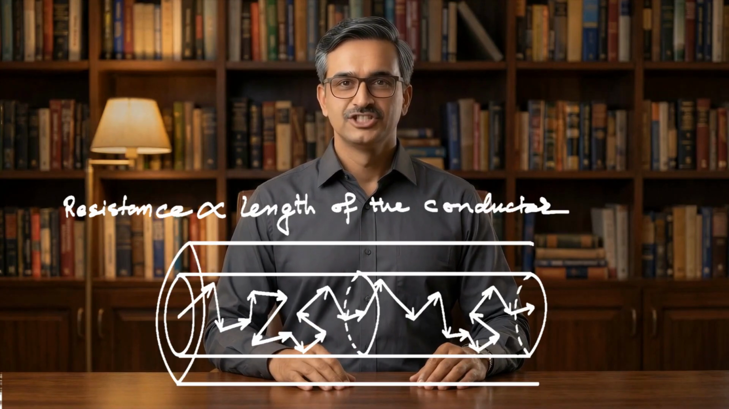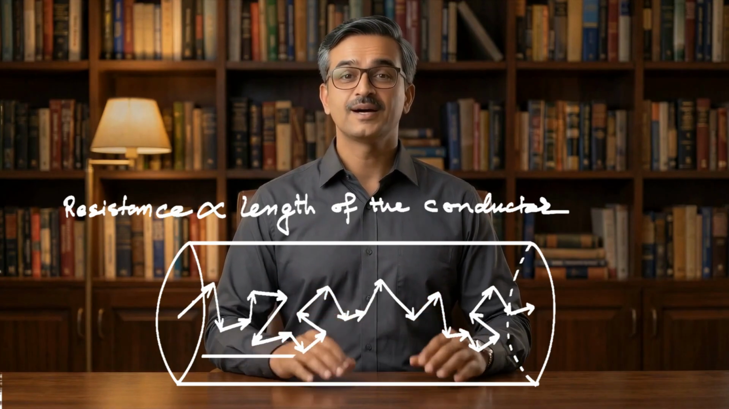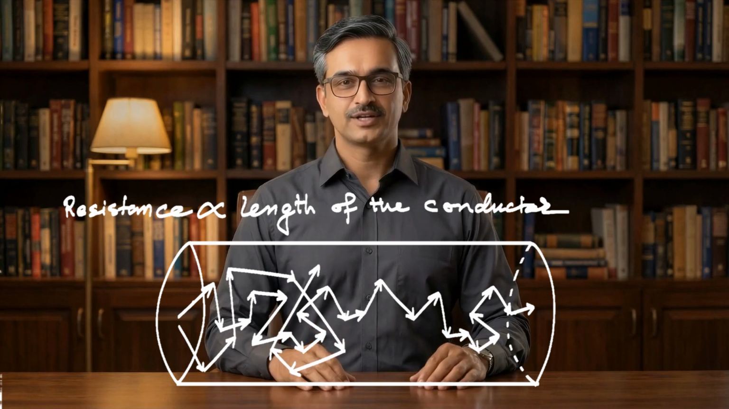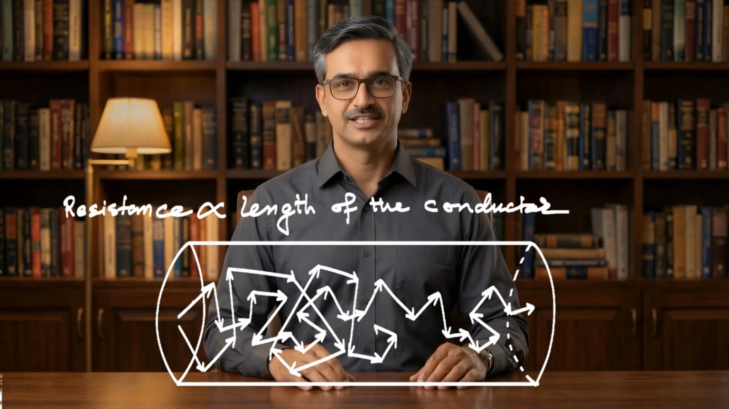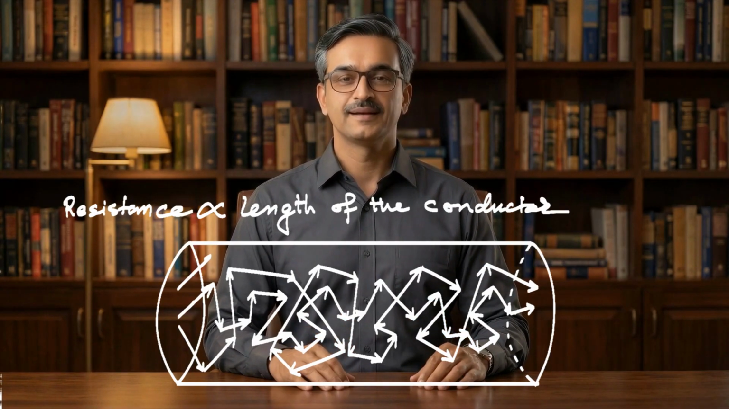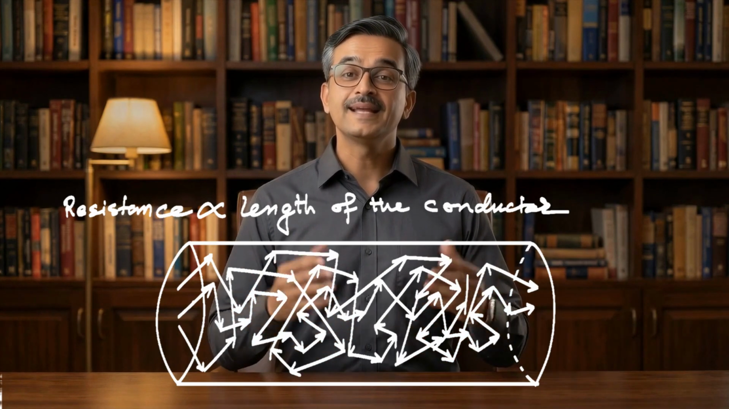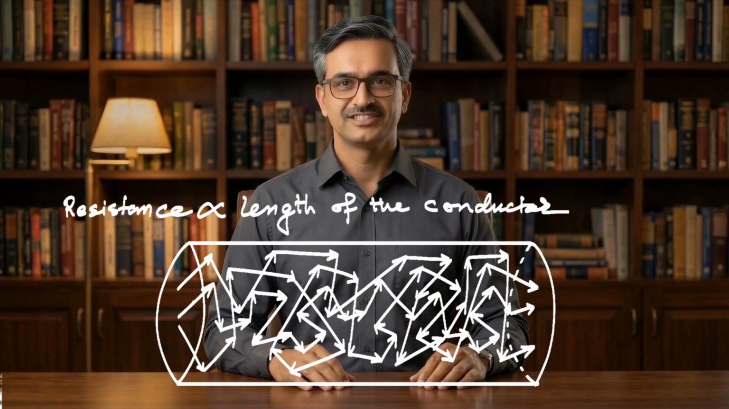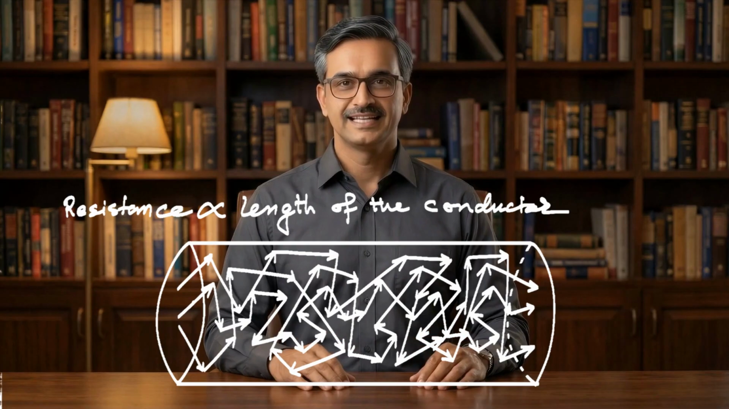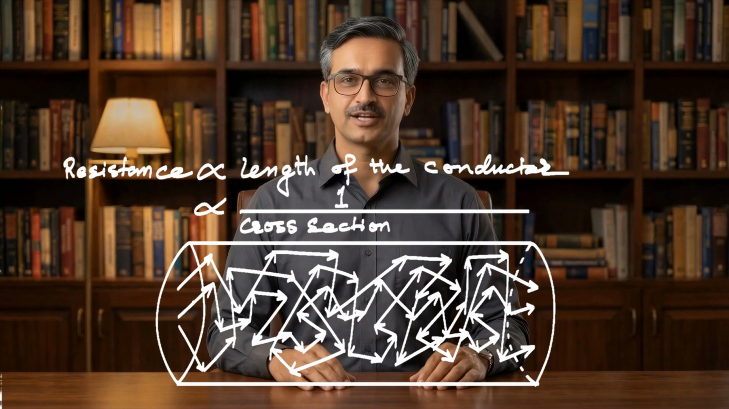Now, if the cross-section is increased without changing the length, then the number of free electrons in the conductor also increases. At the same time, the free path of each electron is not changing. That means the obstruction faced by individual free electrons does not change. However, due to the increase in cross-section, the volume of the conductor increases, and therefore the number of free electrons increases. So, the resistance decreases. So we can say that the resistance of a conductor is inversely proportional to the cross-section of the conductor.